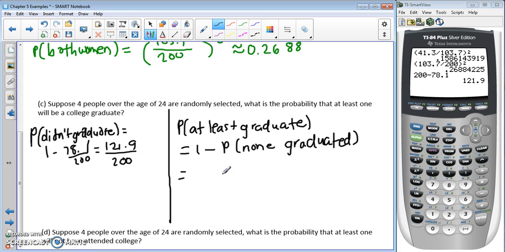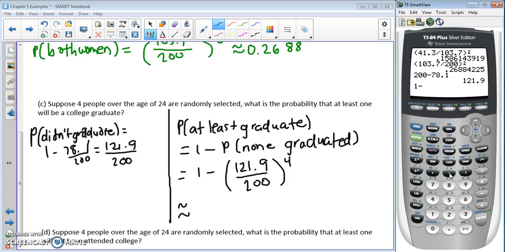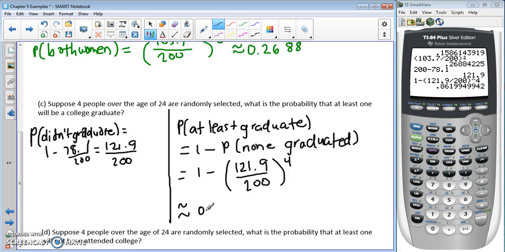And then we're looking at none of the 4 graduated, so this is 1 minus, that's the probability that 1 didn't graduate, and we're looking at 4, so I'm going to raise this to the 4th. I can type that all in my calculator one time. So 1 minus 121.9 divided by 200, raised to the 4th. This is approximately 0.8620.